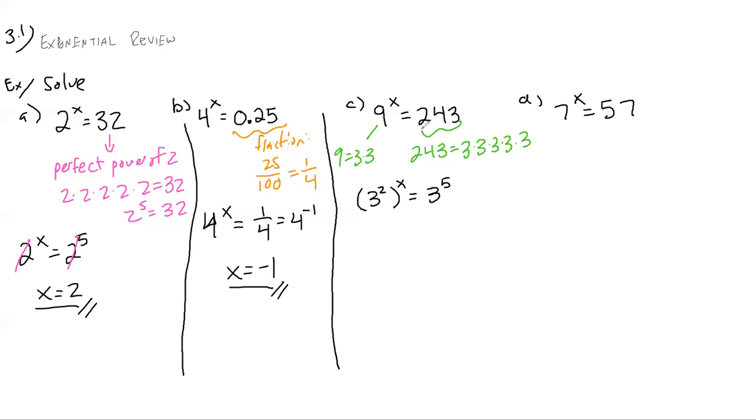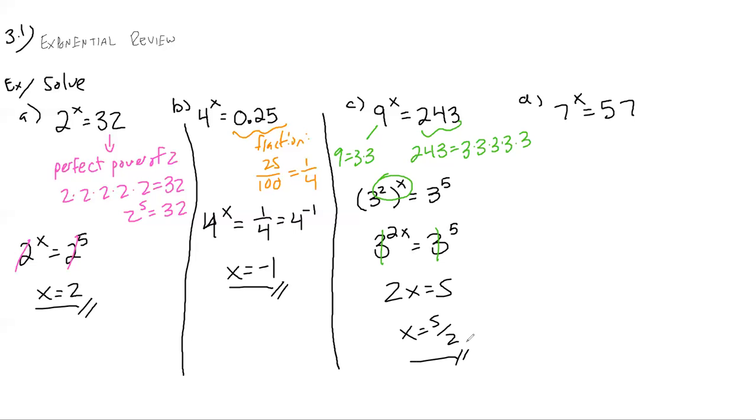And then I will clean up my exponent rule here. That's my power rule of exponents. So the exponent becomes the product, 3 to the 2x equals 3 to the 5. And now I set my exponents equal, just like I've done in the other questions. You can kind of cancel those bases. So 2x is 5. And so what we get is x equals 5 over 2.